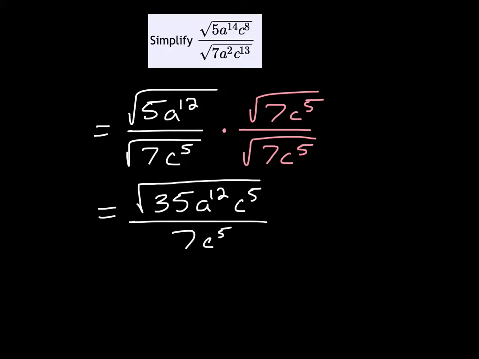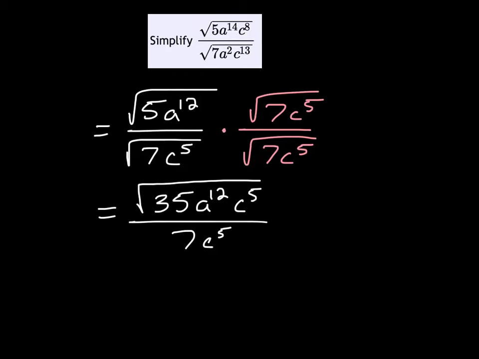Right, I can't do any canceling here in the numerator and denominator because the stuff in the denominator now has no radical around it. So I can't cancel the 7 and the 35 or the c to the 5ths at all. But what I need to do now is simplify this radical on top.